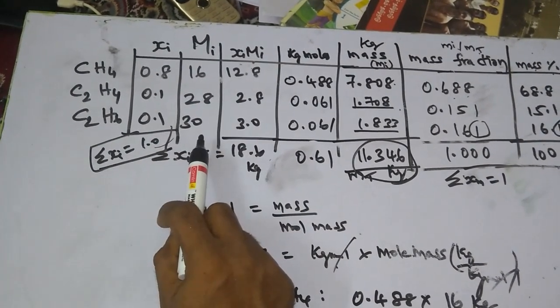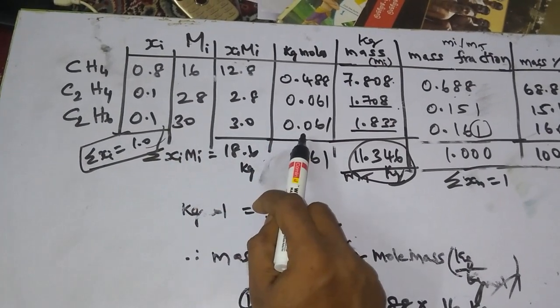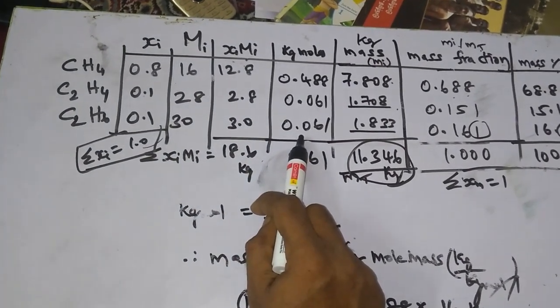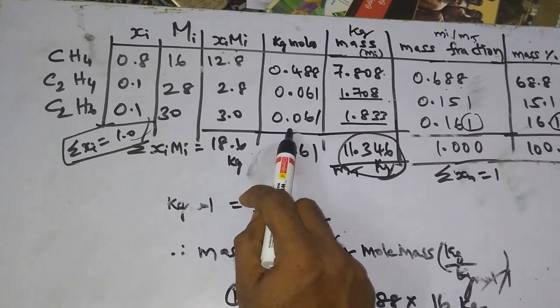This is the molecular weight which we have written. So this we have calculated as xi into mi. So these kg moles we have calculated again separately. Okay, so how did we get it? This is what I was telling you.